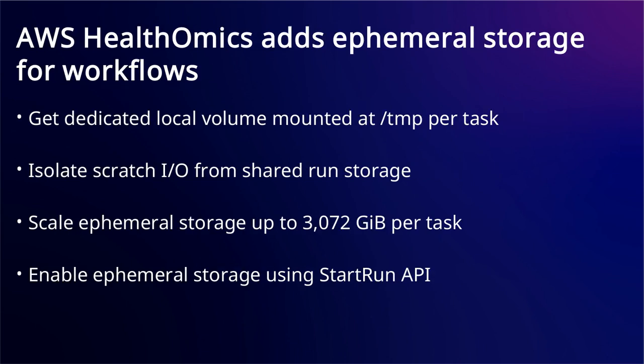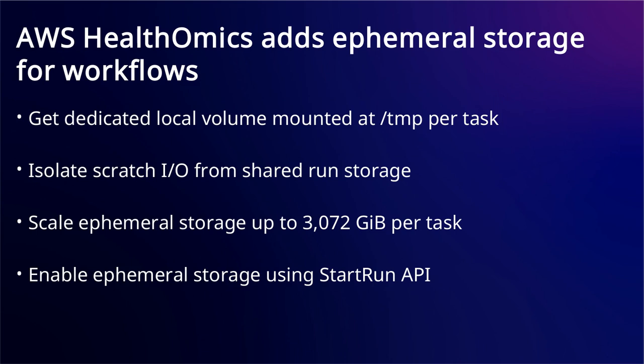Bioinformatics workflows that generate significant scratch data, such as genomic sequence alignment, BAM sorting, and variant calling, can experience performance bottlenecks and inconsistent runtimes when scratch I/O competes with shared run storage. You can now use ephemeral storage for private workflows in AWS HealthOmics to address this issue. You get a dedicated local volume mounted at /tmp per task, which isolates scratch I/O from shared run storage that hosts the working directory. Each task includes 16 GB of ephemeral storage by default at no additional charge.